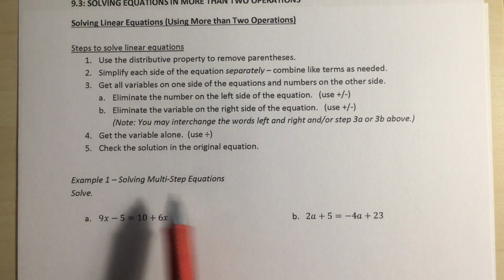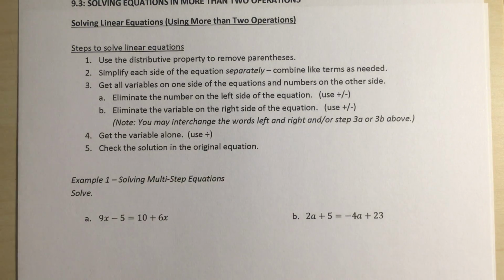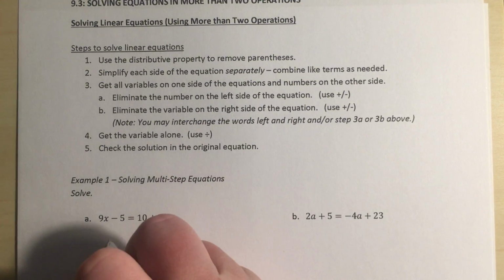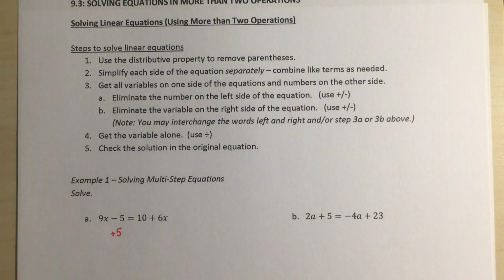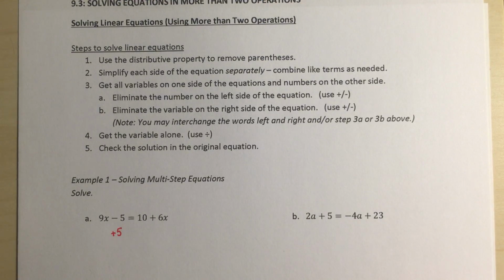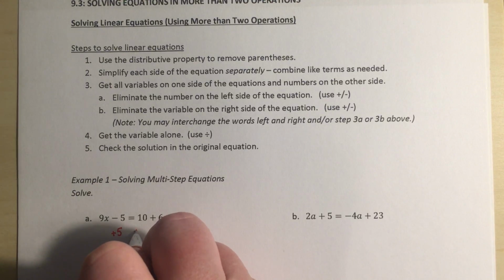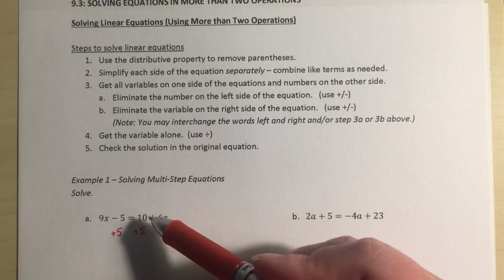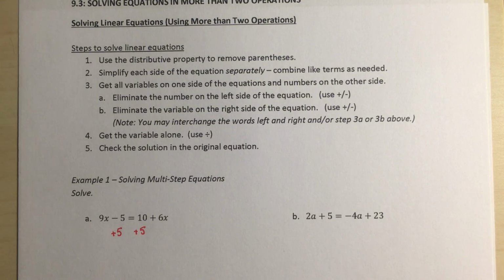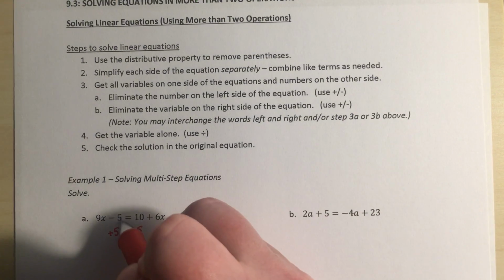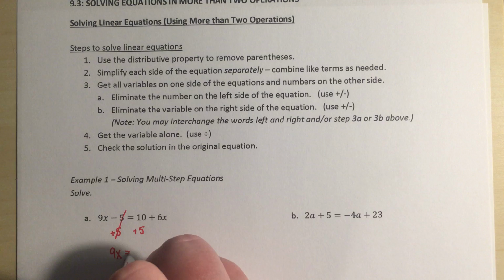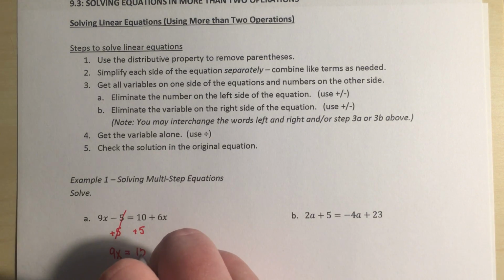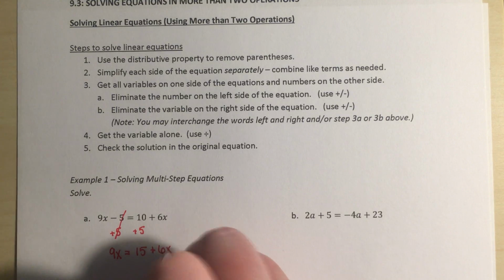So I'm going to start with the suggested step up here, eliminate the number on the left side. If we look at this, our constant term on the left side is that negative 5. I'm going to get rid of that negative 5 by adding 5. Now when I do that, I know I have to do the same thing to the other side of my equation. And I'm going to line that up with my other term that's just numbers. Right? So we're going to keep numbers with numbers and variables with variables. On the left side, those are going to cancel, and we're going to be left with 9x. On the right side, 10 plus 5 is 15, and then we have plus 6x.